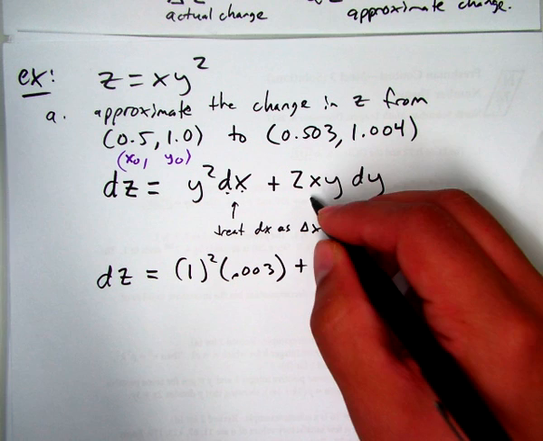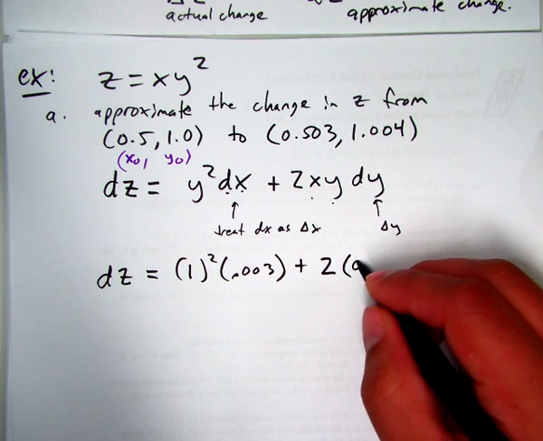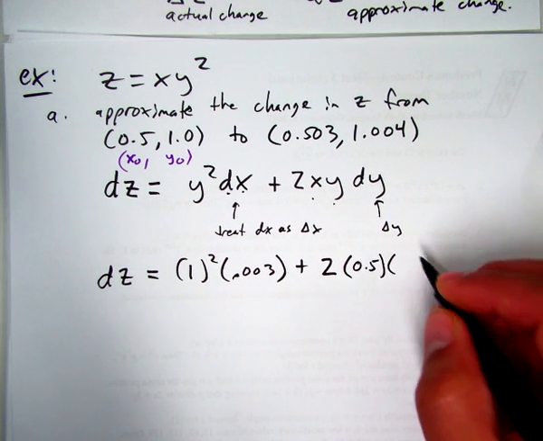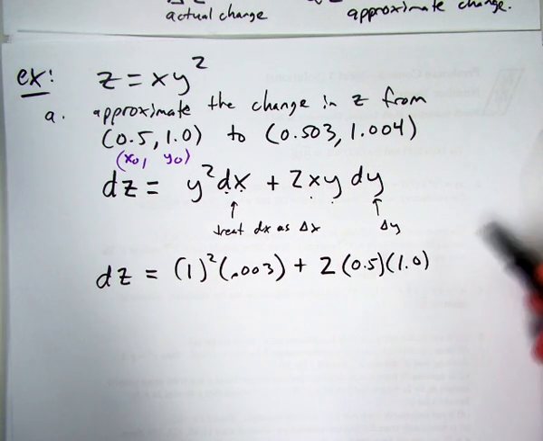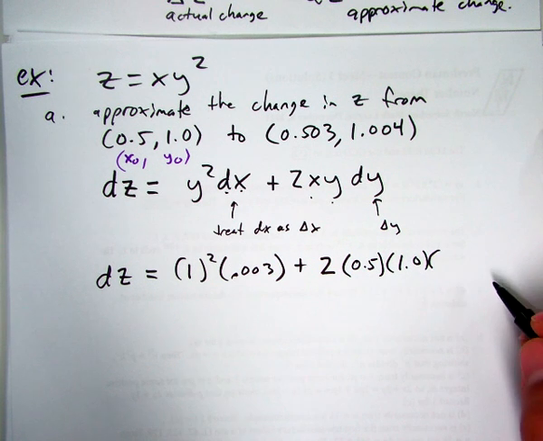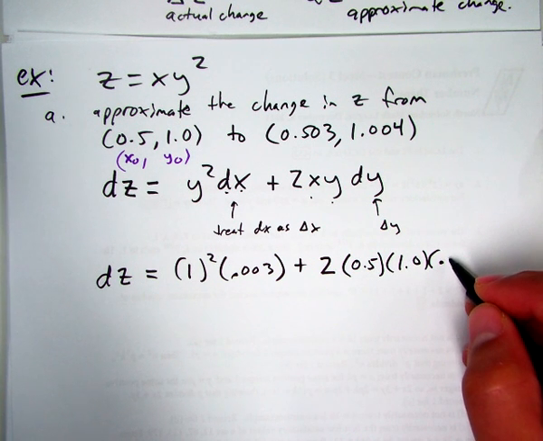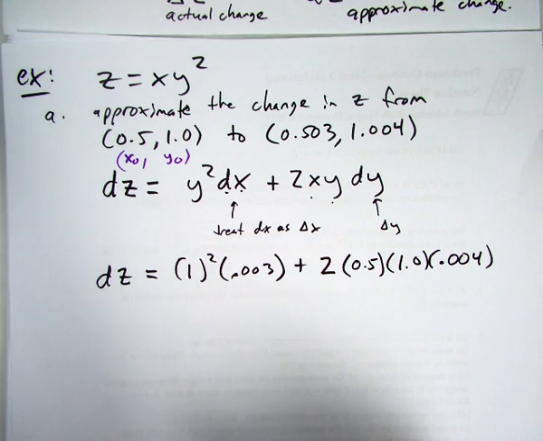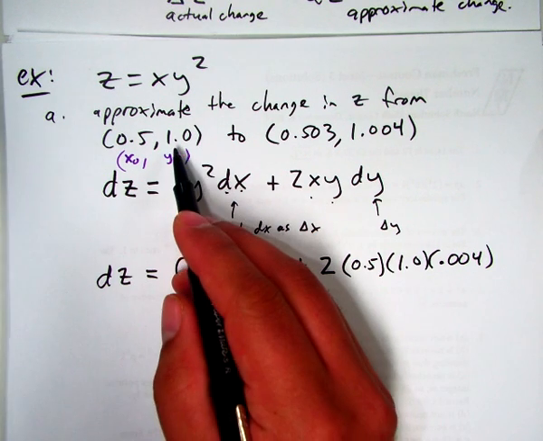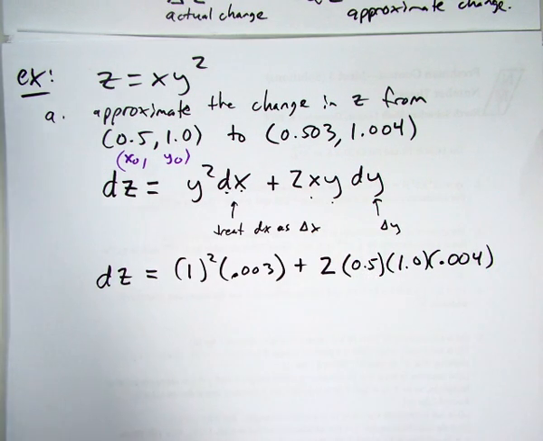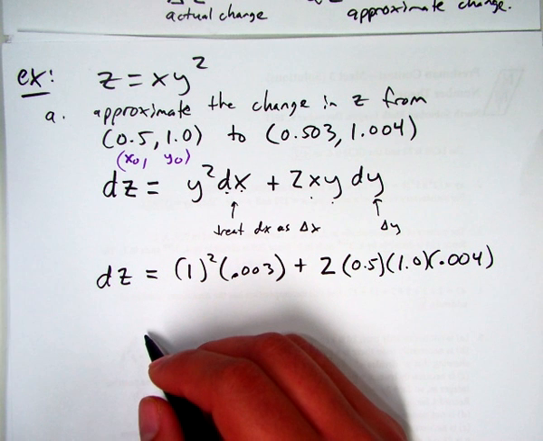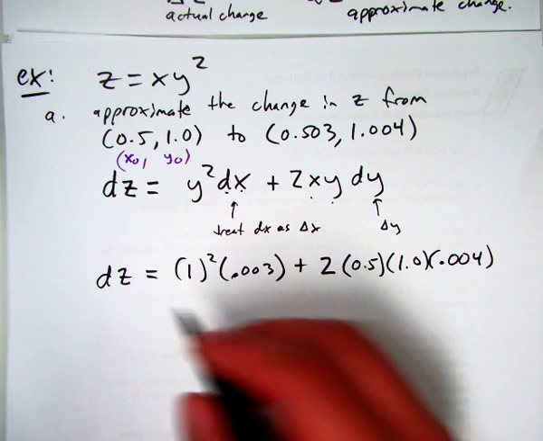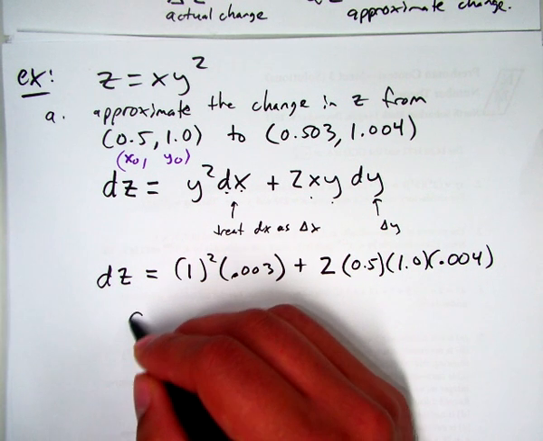Now we plug in the x and y coordinates, so 0.5, 1.0, and then the change in y is 0.004. Change, right, because we started at 1. Okay. So yeah, type this in. What do we get?